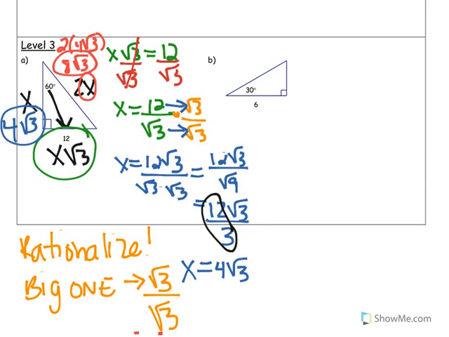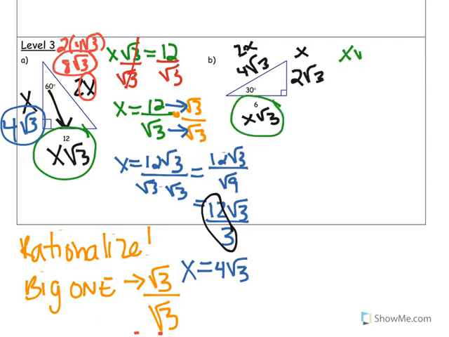Pause the video, try example B. So for example B, you should have gotten 2 root 3 and 4 root 3 as your answer, okay? So if you got that, you're good to go, but let's go through it if you didn't. Label my side lengths, should have been x, x root 3, and 2x. I gave you this side here, so I know that x root 3 has to equal 6. I'm going to divide by root 3 on both sides. It cancels here, and I'm left with x equaling 6 over root 3. I'm going to multiply by the big 1, root 3 over root 3.